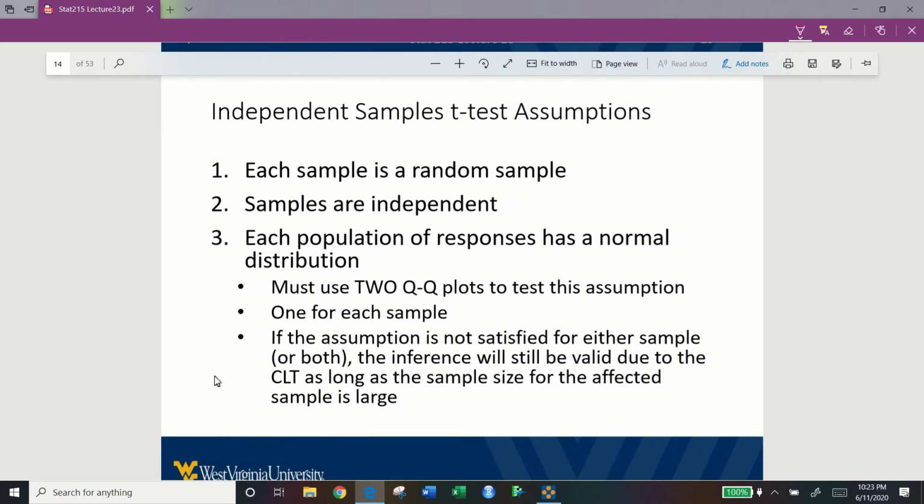Let us talk about the assumptions we need for the independent samples t-test. First, we need each sample to be a random sample. These samples must be independent of each other, and each of these responses has to have a normal distribution. You must use two Q-plots to test this assumption, one for each sample. If the assumption is not satisfied for either sample or both, the inference will still be valid due to the central limit theorem as long as the sample size for the affected sample is sufficiently large.